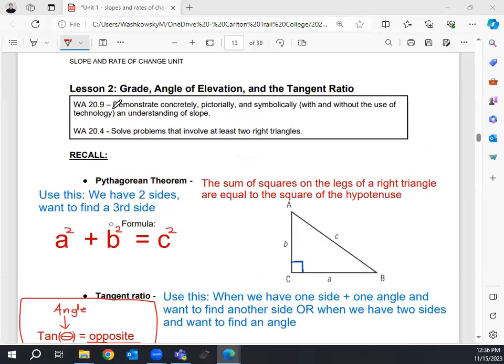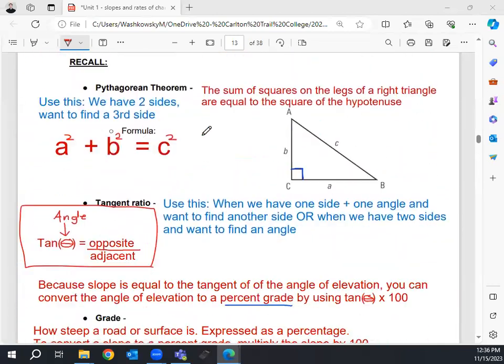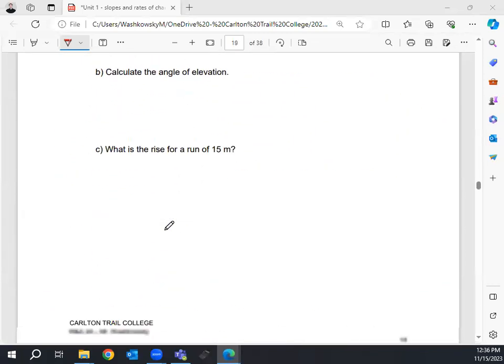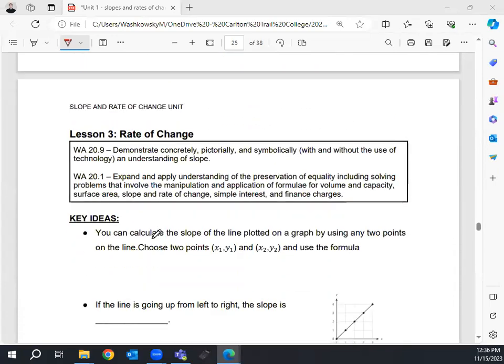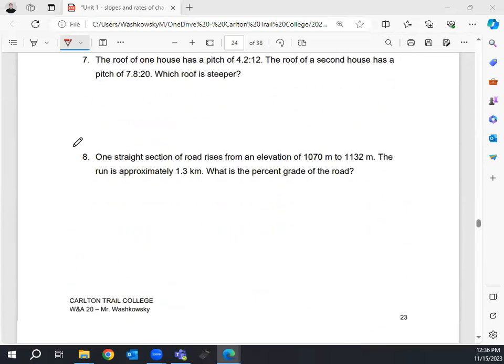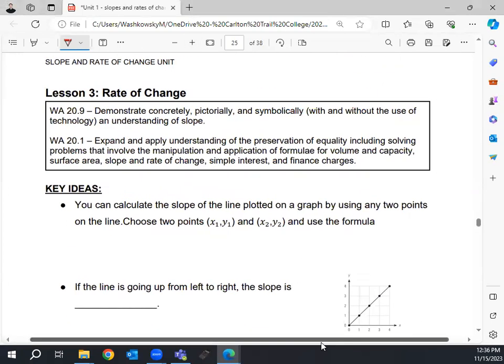Okay, so what we had started looking at the last couple of days was Pythagoras and tangent ratios, the grades and the pitches. We're taking this information and adjusting it slightly. What we're primarily looking at today is graphs. Specifically, we're going to be calculating slopes of lines on graphs. It is exactly like what we've been doing the last little bit. The only thing we've added is the graph component.